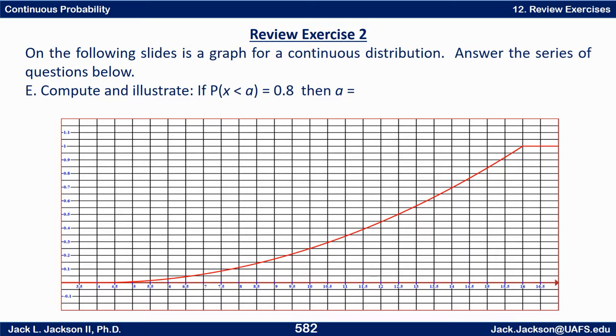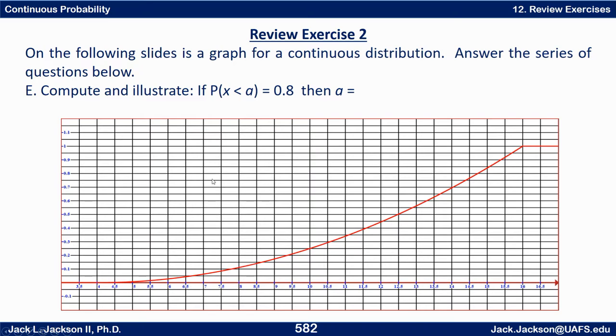All right, so again, here we have the same graph. If the probability that x is less than a equals 0.8, then what is a? Press pause. Okay, well, this is an inverse probability problem. We know the probability to the left is 0.8, and we want to output the a value. So it's an inverse probability of 0.8. Well, that means 0.8 is the y value.